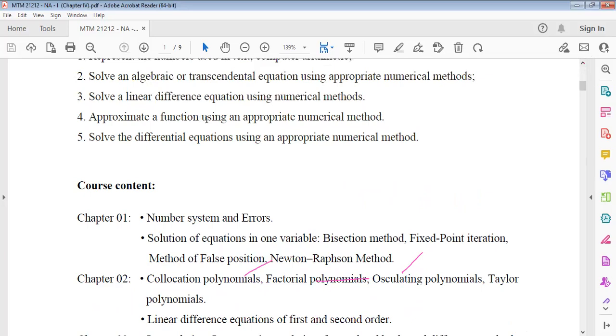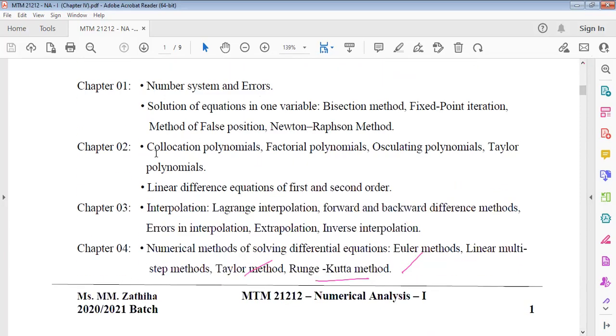Okay, next one, approximate a function using an appropriate numerical method. So, okay, that is what we have studied for the polynomial. First of all, we have seen the introductory part for polynomials as well as different kinds of polynomials. Also, we have used Newton's backward and forward difference. And then interpolations, we have seen forward, backward difference interpolation, as well as Lagrange interpolation. What about extrapolation, as well as inverse interpolation?